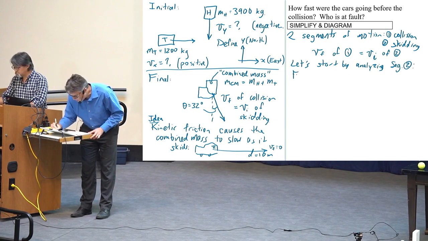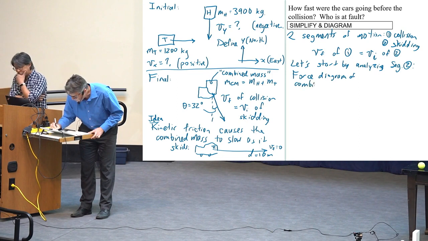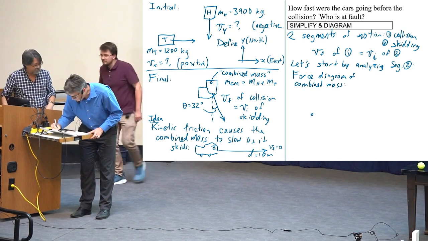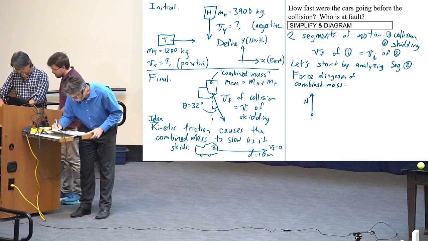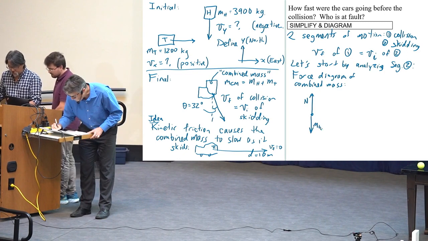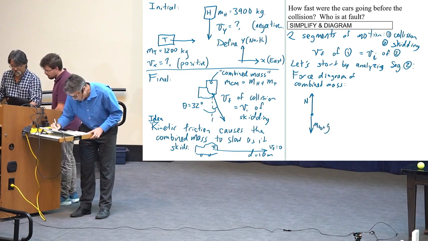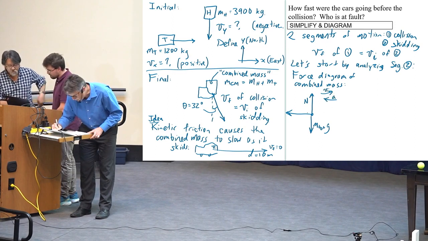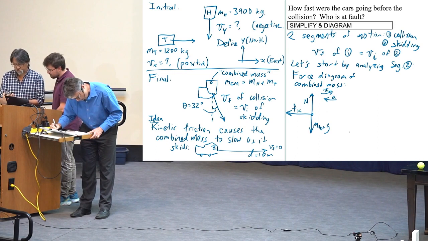So let's do a force diagram of that combined sliding mass, the system of the combined mass. So that's going to look sort of like this. You've got the normal force, you've got the m total g, and then you've got, I guess it's going this direction, the initial, but the acceleration is backwards because you've got the force of kinetic friction acting to the left.